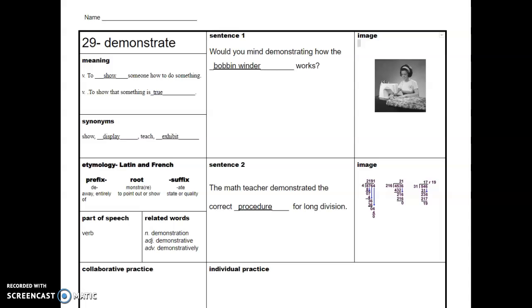Sentence number 2, the math teacher demonstrated the correct procedure for long division. Always helpful in math to have some demonstrations about how to do problems.